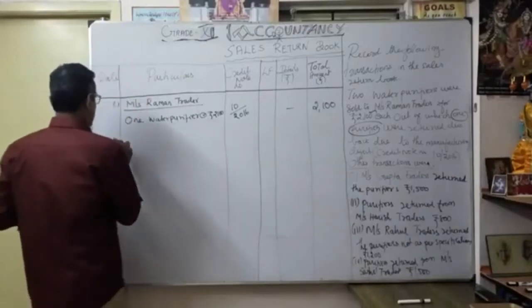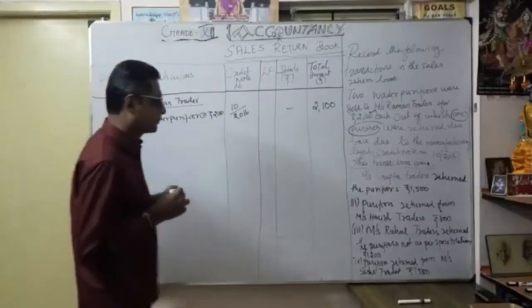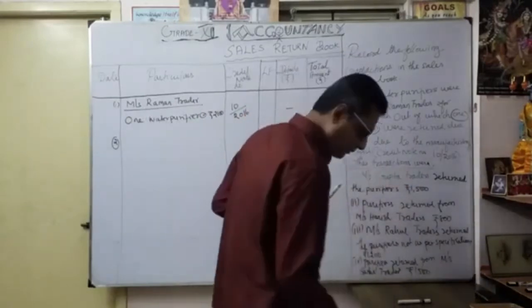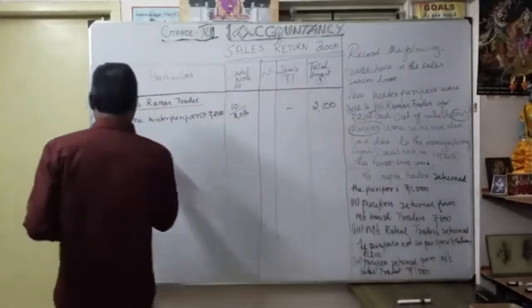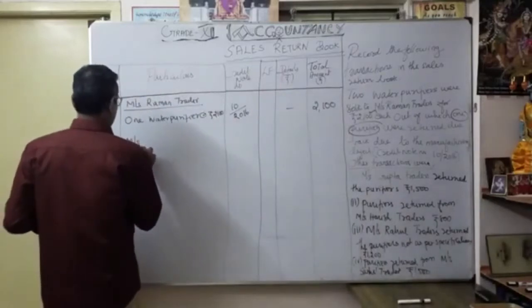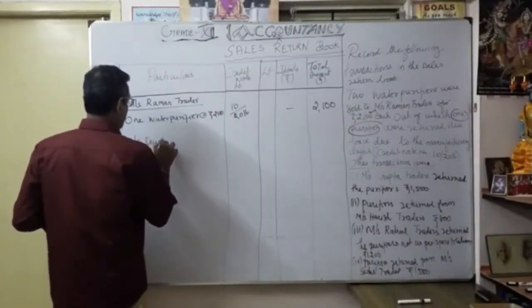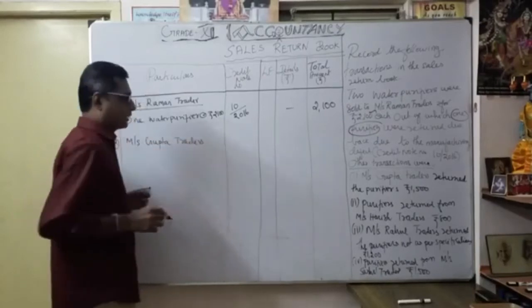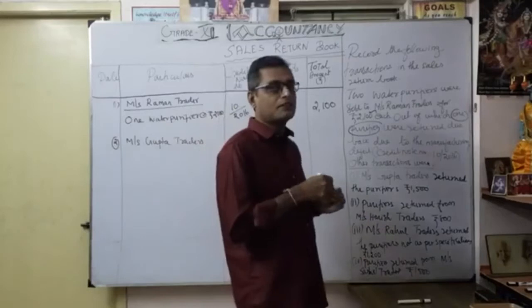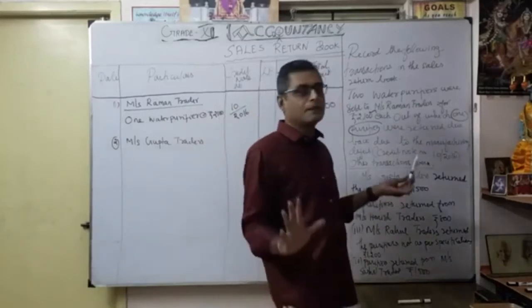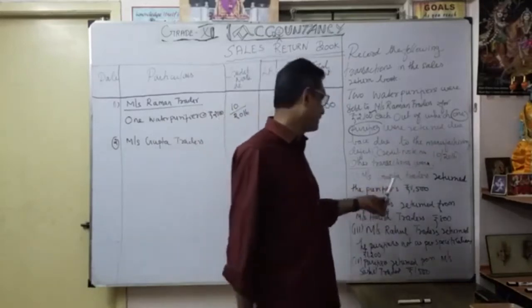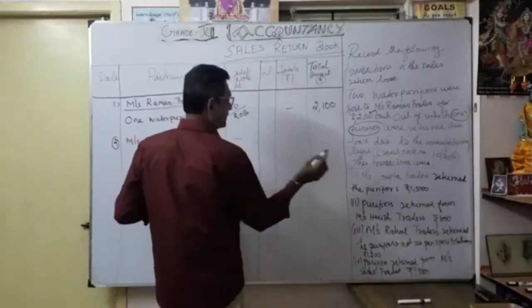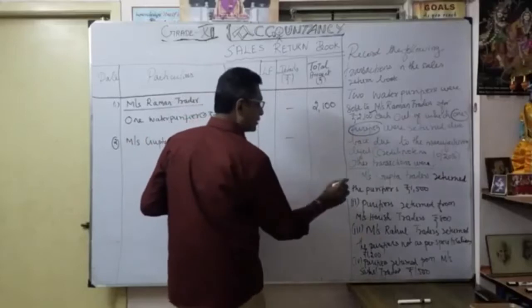Then the second one. What is the second one? Gupta Traders returned the purifier 1,500. So you can write Gupta Traders. They have not given any quantity or value, just the amount, simply how much was received from Gupta Traders. They have not given any credit note, so dash, 1,500.